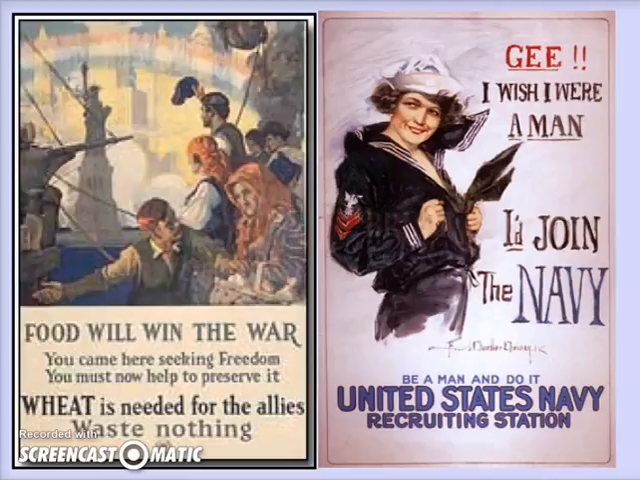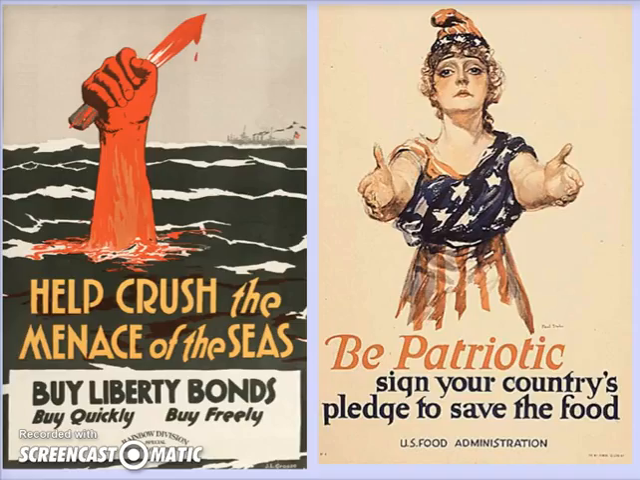First, we see one on the left that says "Food will win the war." On the right, it says, "Gee, I wish I were a man, I'd join the Navy." And then the next one says, "Help crush the menace of the seas, buy Liberty bonds." And the other one says, "Be patriotic, sign your country's pledge to save food."